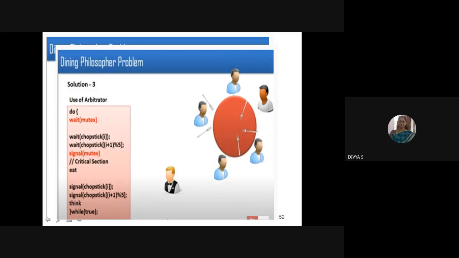Now, Mr. Swinesh, can you tell me how many chopsticks are left on the table? Three, ma'am. Very good. Now, three chopsticks are available. So it means enough resources are available. Now, by this figure, you might have understood what the next scenario will be.